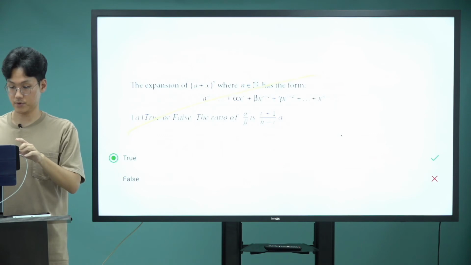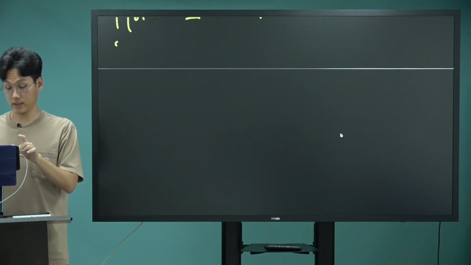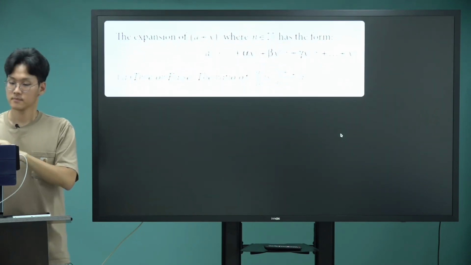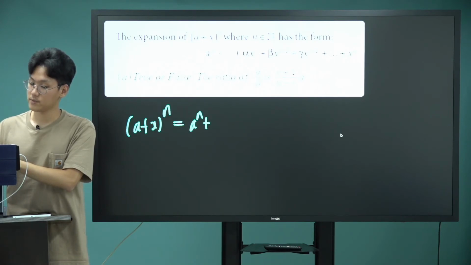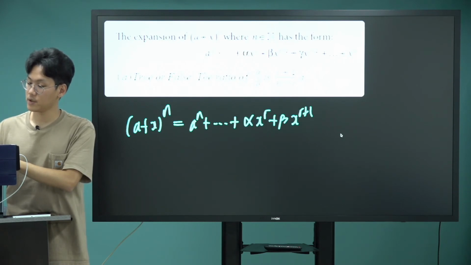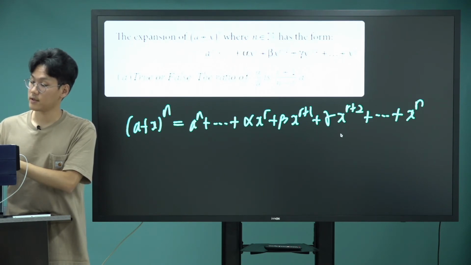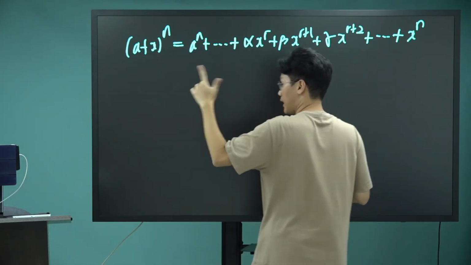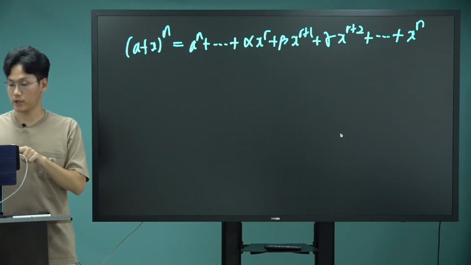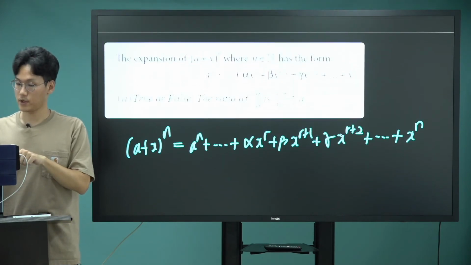Oh yes, this one also a lot of people got wrong. So in the question, what they're saying is the following. Now I have a binomial expansion of a plus x to the power of n, where it's a to the power of n plus alpha x to the power of r, beta x to the power of r plus 1, gamma x to the power of r plus 2, plus x to the power of n is what I have. And so what they're asking me is to get the ratio of alpha over beta.